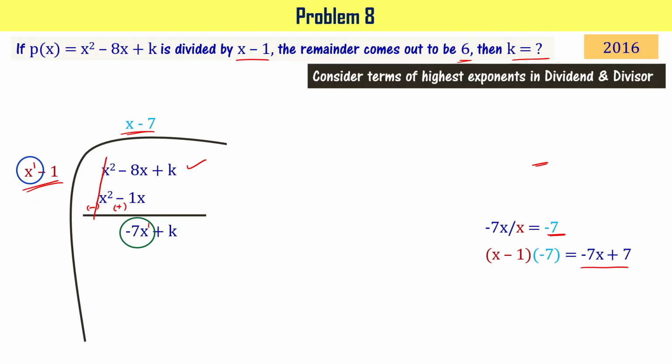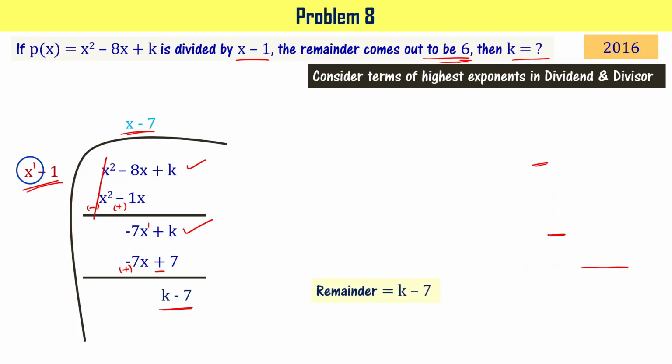We have to subtract that from this particular expression. When you subtract, you will be changing the sign. Let me change it. Now when you subtract, it becomes k minus 7, right? The remainder is k minus 7, and in the problem statement it is given that the remainder is 6, right? The remainder is k minus 7, that is equal to 6. It means k equals 13. This is what we are asked to find, right?